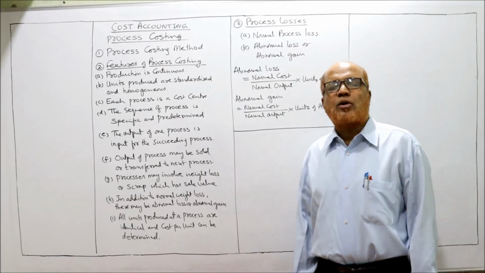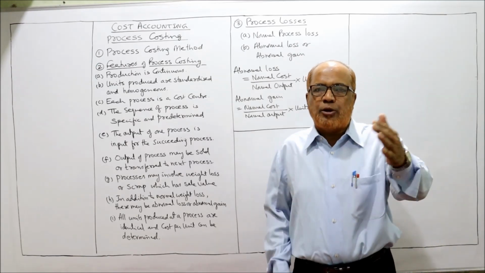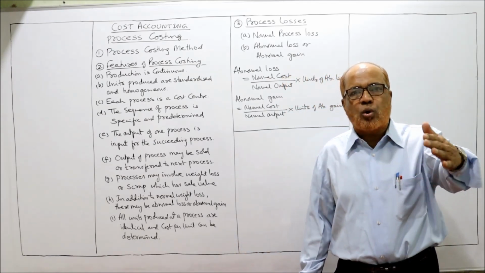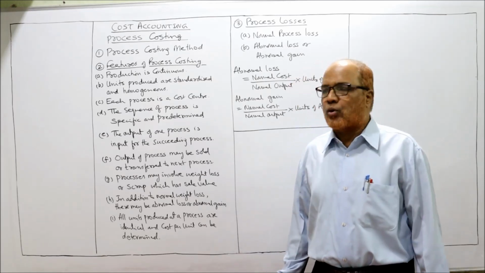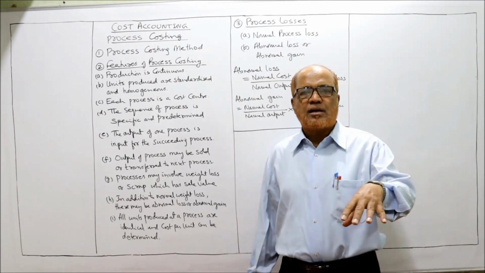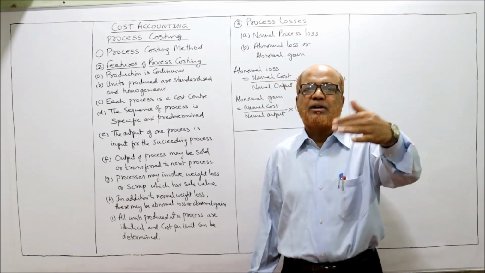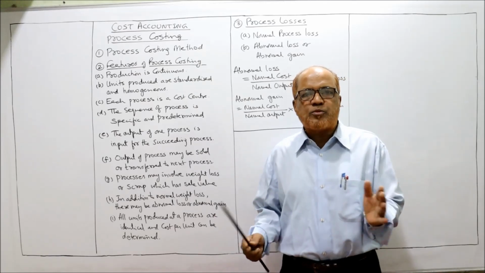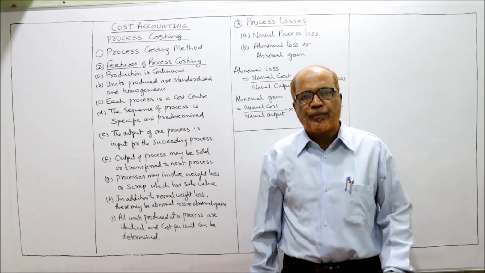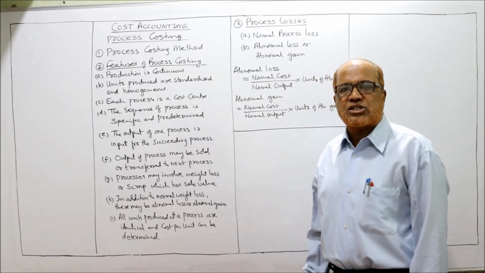Next, the output of one process will become the input of the succeeding process. The output of the first process will become the input of the second process. The output of the second process will become the input of the third process. Like this it goes on till finished goods are produced. Next, the output of one process may be sold or transferred to the next process. In some cases, part of the output will be sold at the process itself, or the whole output will be transferred to the next process. So two options are available. In some cases, part of the output is sold and part is transferred to the next process, and in other organizations, the whole output may be transferred to the next process.